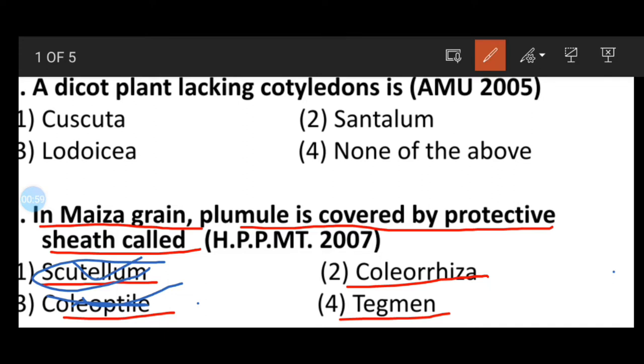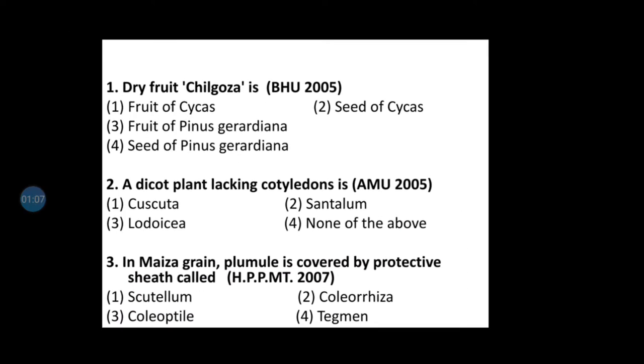Scutellum, it is the single shield shaped cotyledon found in monocot. Coleorhiza, it is also a thin covering found in the radicle region. Tegmen is the inner integument.